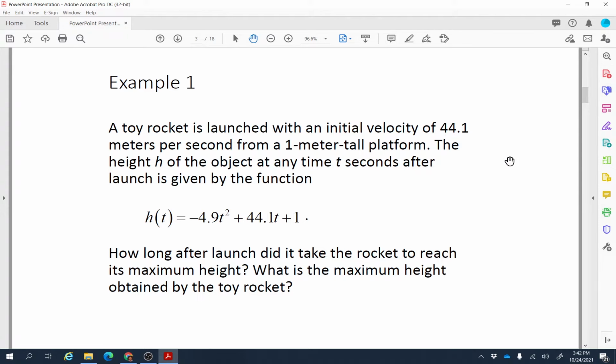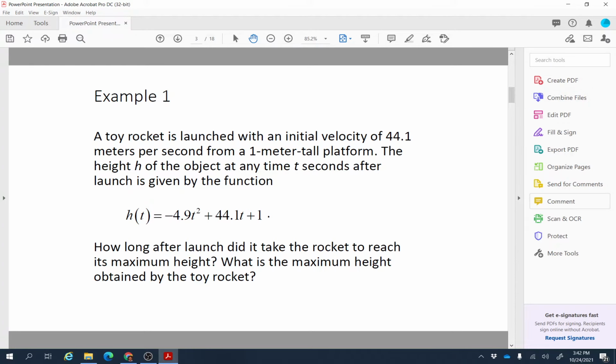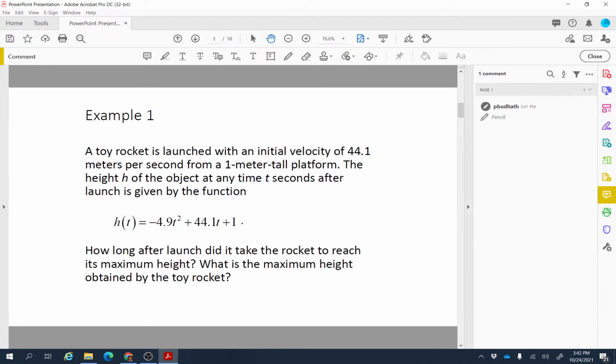Let's look at one example. A toy rocket is launched with an initial velocity of 44.1 meters per second from a 1 meter tall platform. The height h of the object at any time t seconds after launch is given by the function h of t equals negative 4.9 t squared plus 44.1 t plus 1. Question: how long after launch did it take the rocket to reach its maximum height? And another question: what is the maximum height obtained by the toy rocket?